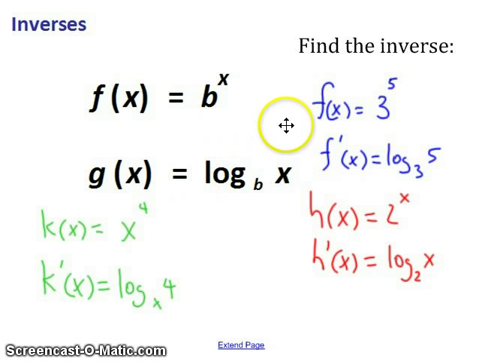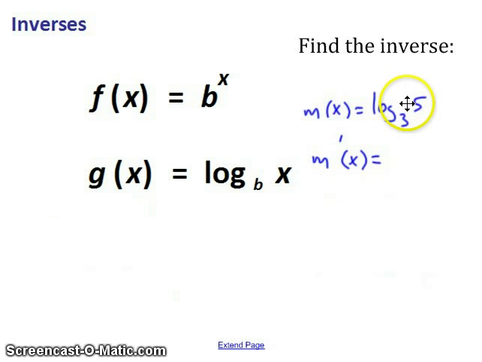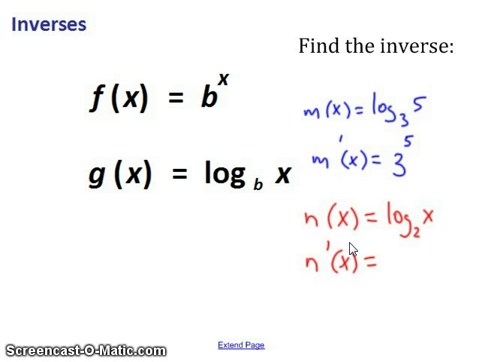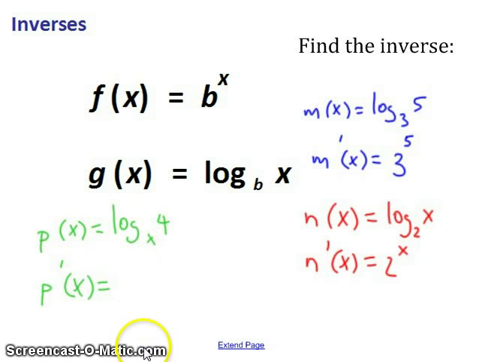Let's spin it around. We've always been starting with an exponential function in both f and h and k here. Let's instead start with a logarithmic function and see its inverse. Remember, inverses go either way. So the inverse of m is simply 3 to the x power. Function n, its inverse, is simply going to be 2 to the x power. And lastly, function p over here, its inverse is going to be x to the fourth power. I hope all of that was straightforward.